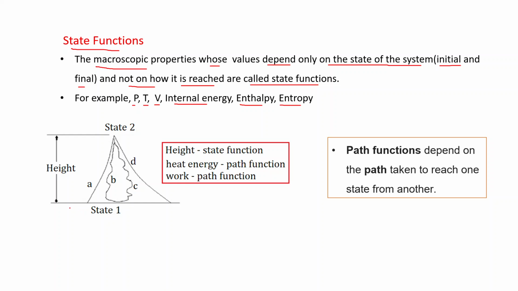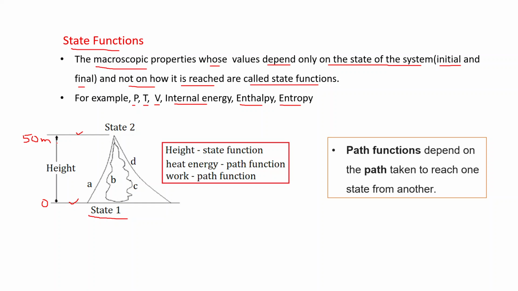If any person is standing at this position, this is considered as state 1 and its height is considered as 0 meter. And that person wants to go up to this position. You can see this is a certain height. Suppose this is 50 meter height. This is state 2.